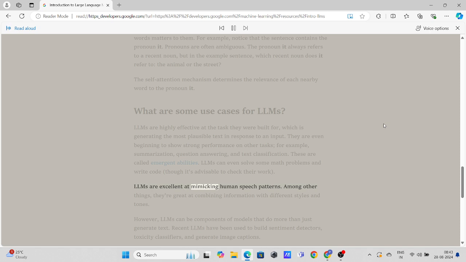LLMs are excellent at mimicking human speech patterns. Among other things, they're great at combining information with different styles and tones. However, LLMs can be components of models that do more than just generate text. Recent LLMs have been used to build sentiment detectors, toxicity classifiers, and generate image captions.